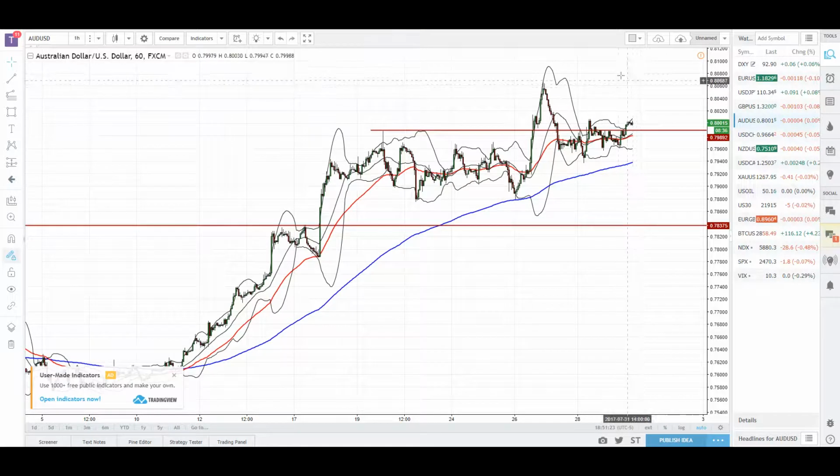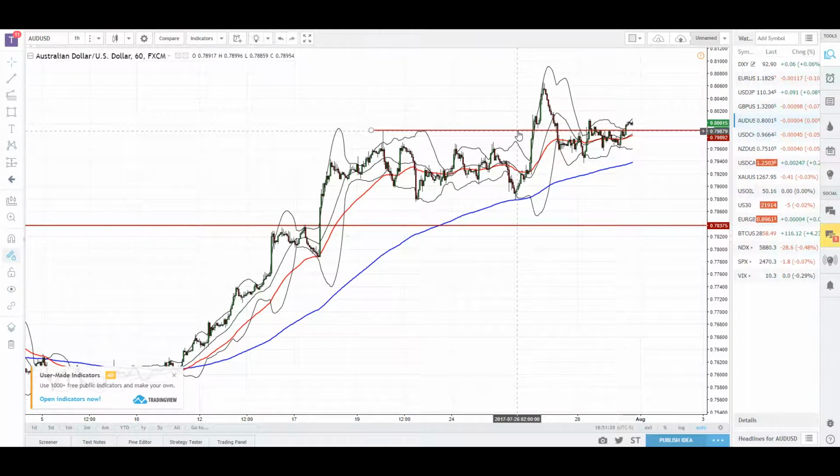So I'm not doing anything on AUD USD. Whenever price goes sideways like this, guys, I tend to just wait. It's okay, we're sideways. I'm not going to try to catch anything in here. I'm going to wait for it to break up to the upside again.